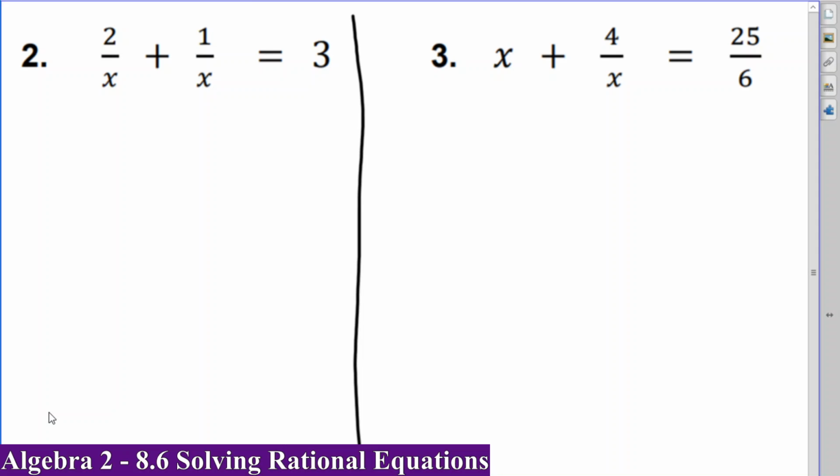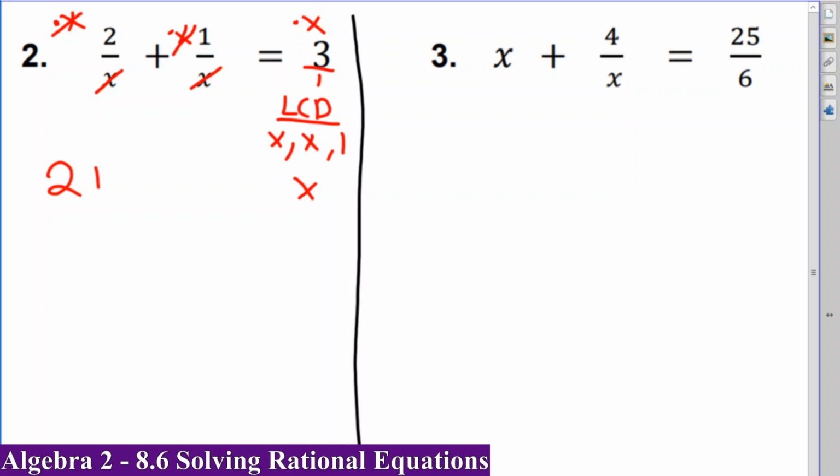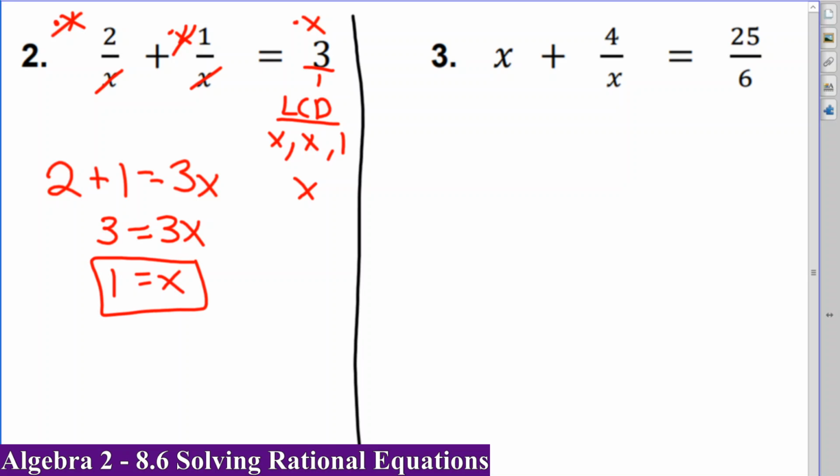So when I look at all these, our denominators are x, and technically 1, so the least common denominator has to be just x. So multiply everything times x here, and we see our x's are going to cancel out. We're going to be left with 2 plus 1 equals 3 times x. So we get 3 equals 3x, and so therefore x must be 1. So you could go that route.